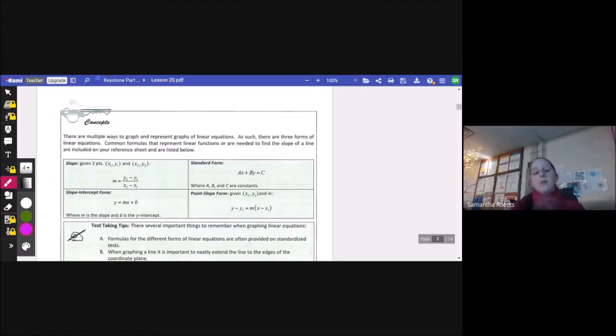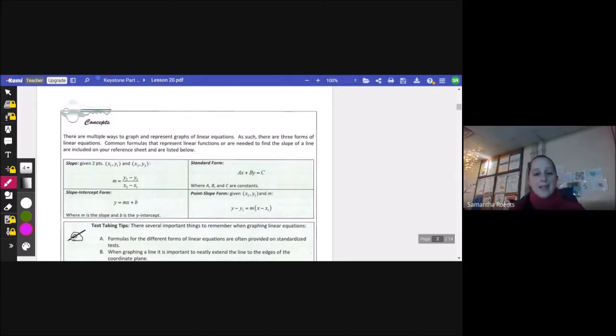As such, there are three forms of linear equations. Common formulas that represent linear functions or are needed to find the slope of a line are included on your reference sheet and are listed below. So you have the slope, which, given 2 points, x1, y1, and x2, y2, gives you m equals y2 minus y1 over x2 minus x1. We learned that in the last lesson.